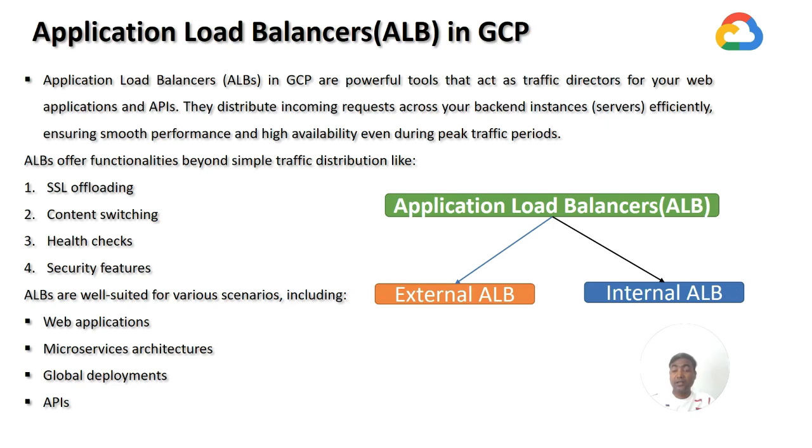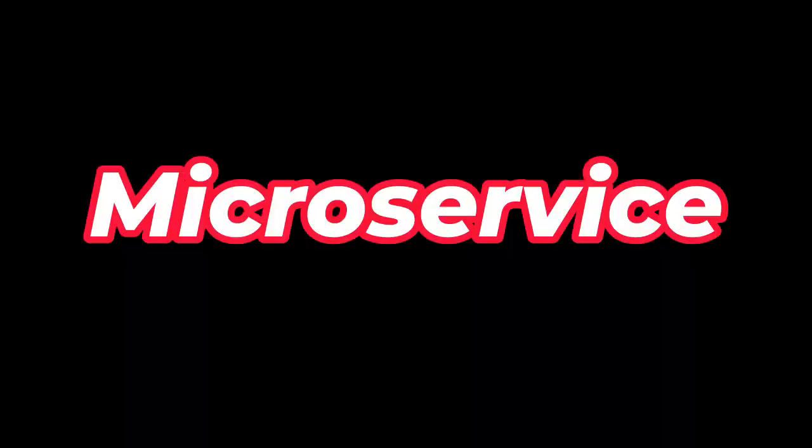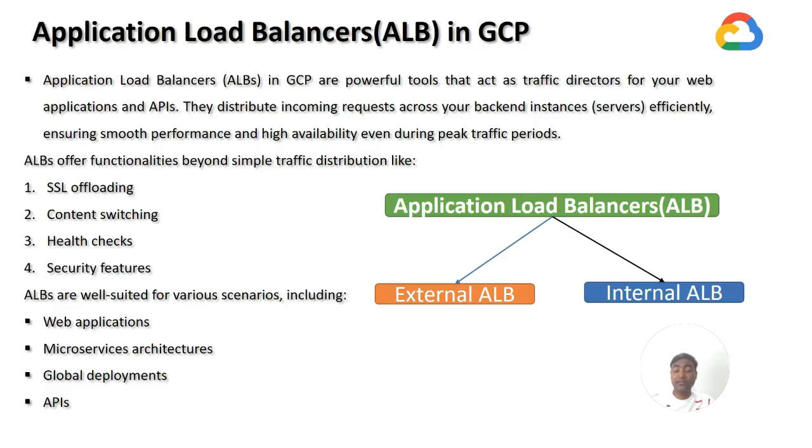Application load balancers are well suited for various scenarios, including, guys, web applications: distribute traffic across server instances for a responsive and scalable web experience. APIs: efficiently handle API requests with advanced routing based on path, parameter, and other factors. Microservices architecture: route traffic to the specific microservices based on their functionalities within the application. Global deployments: deliver a consistent user experience for geographically dispersed users by routing traffic to the closest available instance.